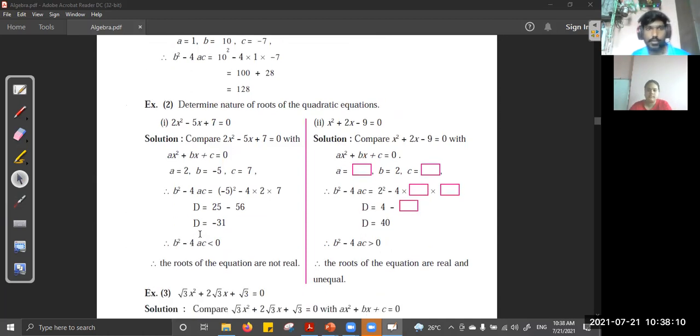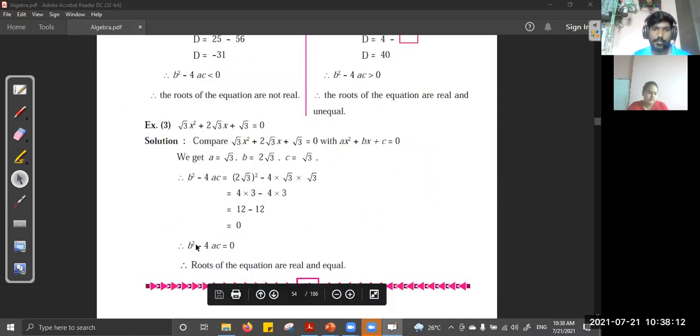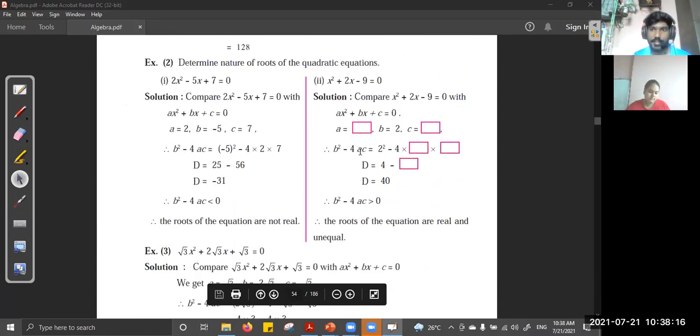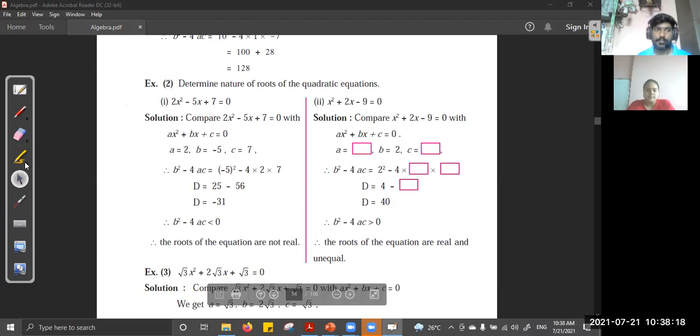Okay, we can do this one also. See, on page 45, there are boxes here. So we'll take this also as an activity. What is the value of A? One. Write it down in the textbook. A is 1, C is minus 9.